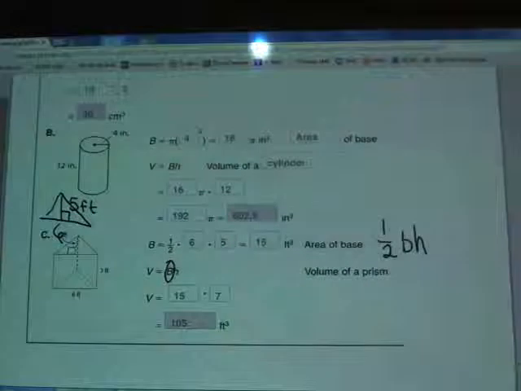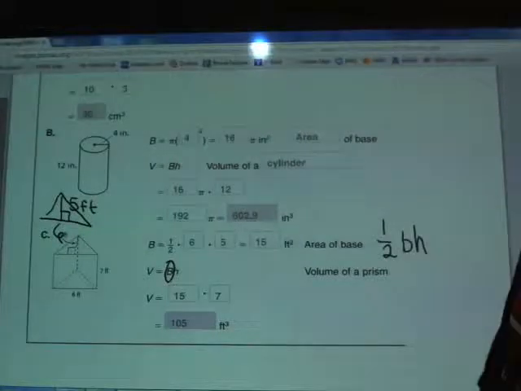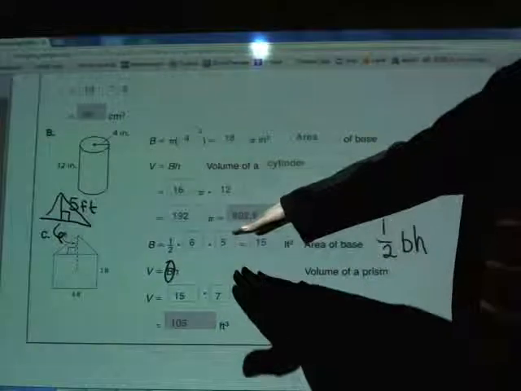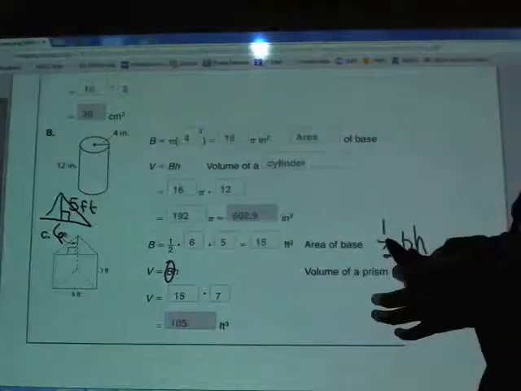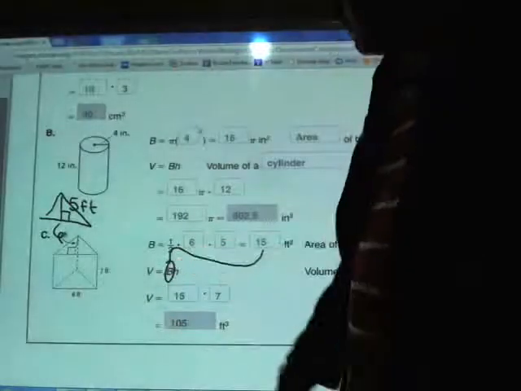A lot to keep track of, all right? But we're finding the area of that base, so we're doing half times 6 times 5. These are the two numbers that get plugged in. 6 times 5 is 30. Half of that is 15. All right, and that's this answer here.